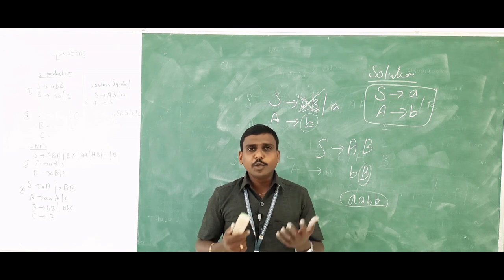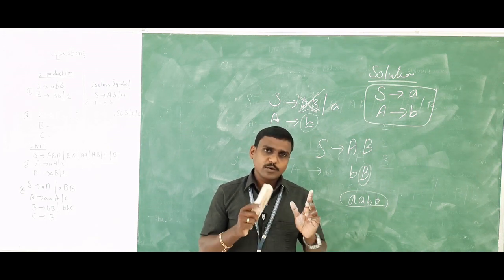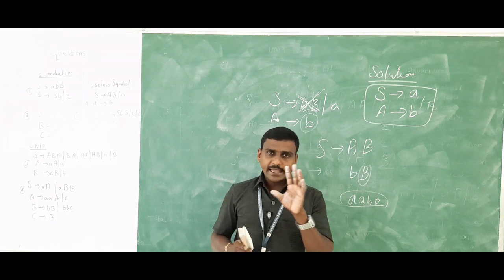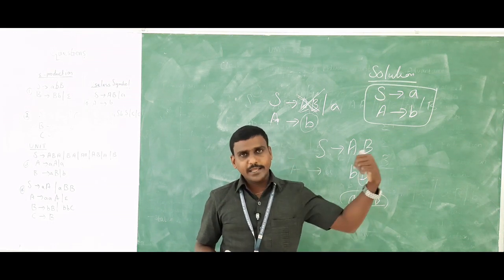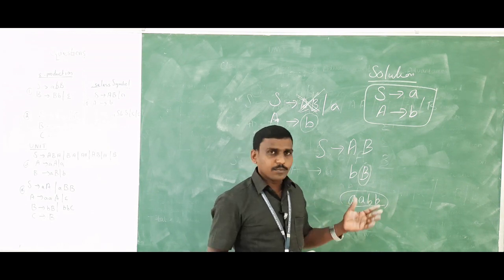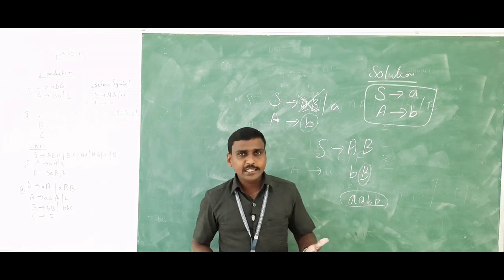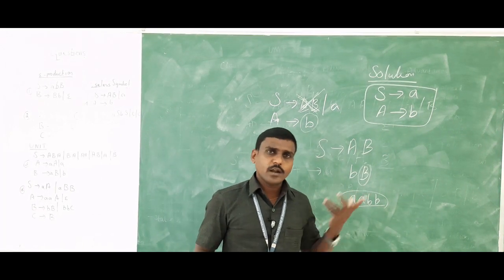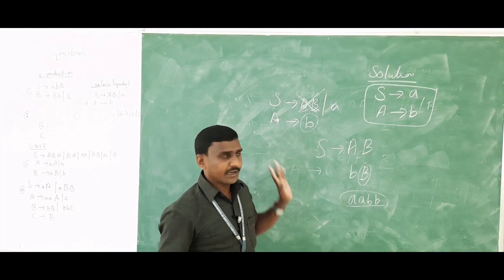And the second one, eliminate unit production. How will you say it is a unit production? One variable tends to one variable, that is a unit production, and for that particular variable you can apply its production, which means you can eliminate the unit production. Useless symbol: if you can apply any terminal to the variable, then that is a useful production. If you cannot apply, that is a useless production, so we can eliminate these.